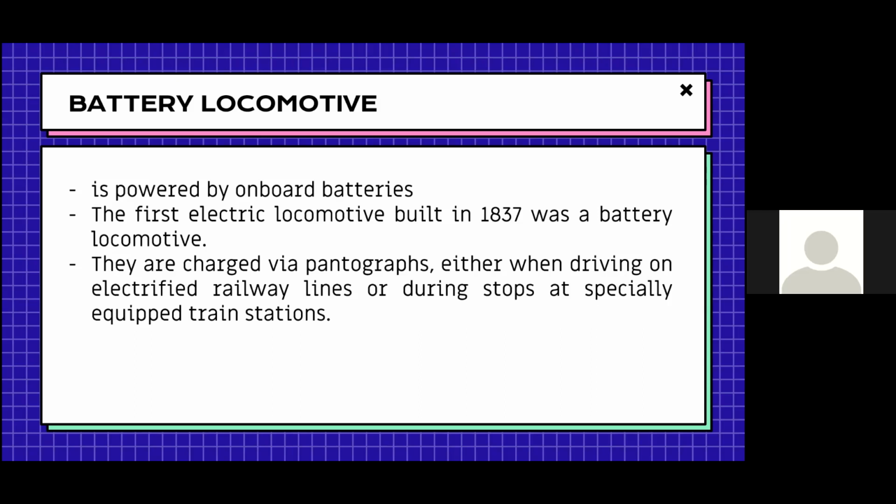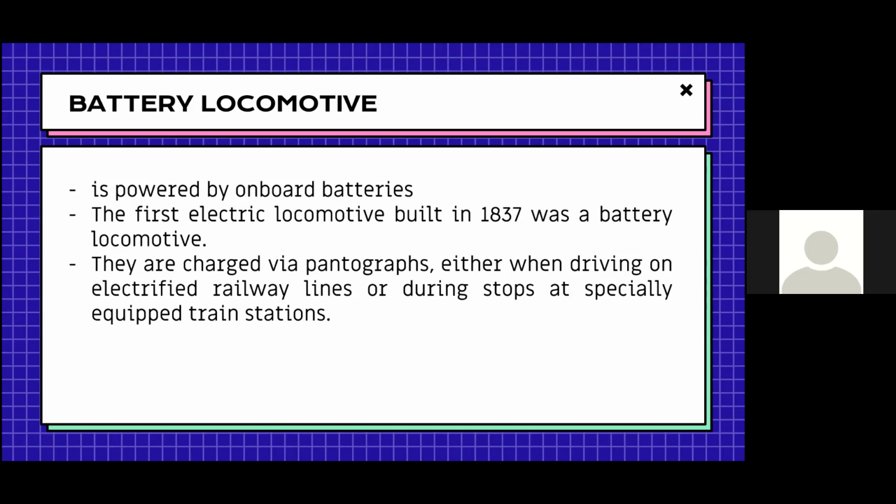Maganda rin to kasi pag nagka-problema sa mga power na pinagkukuhanan ng power, meron pang magagamit yung locomotive. May pagkukuhanan pa siya ng power. Makakatakbo pa siya. Sa battery locomotive, kunyari ginamit siya in case of emergency, pang reserba pwede siya.